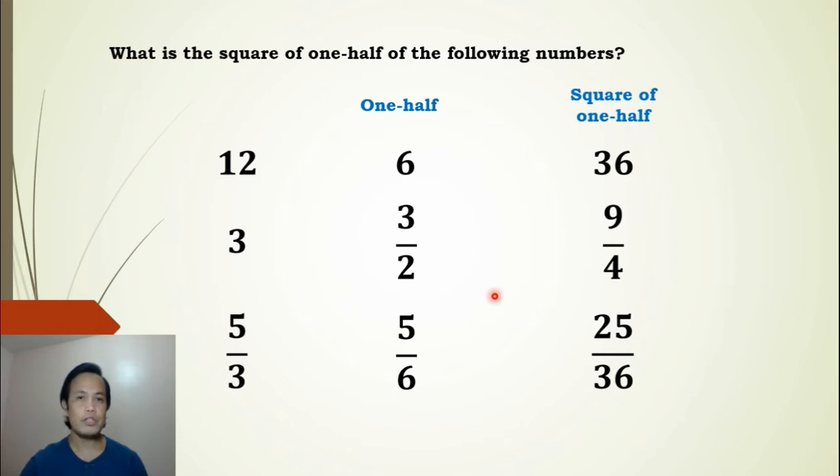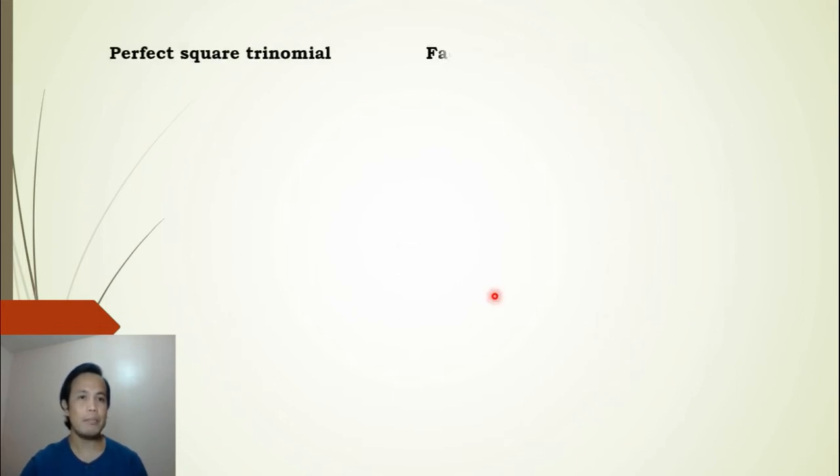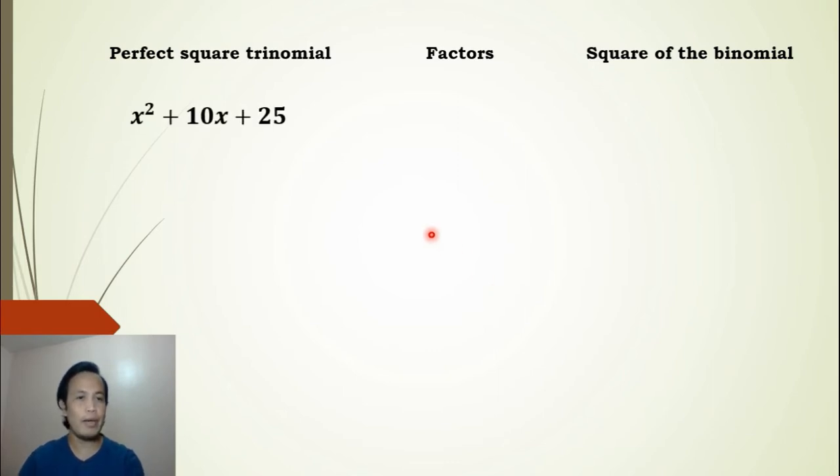Another concept which is very useful in this topic is about the perfect square trinomial. For example, you are given this trinomial, x squared plus 10x plus 25. When we say perfect square trinomial, these are trinomials having first term as a perfect square and the last term is also a perfect square.